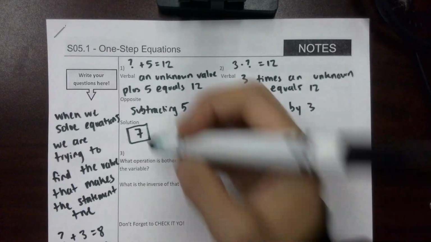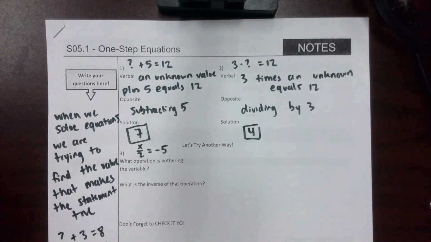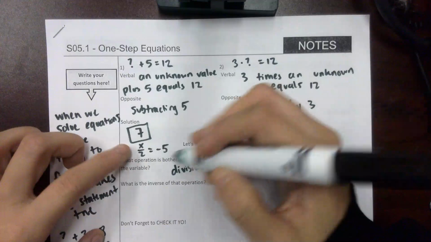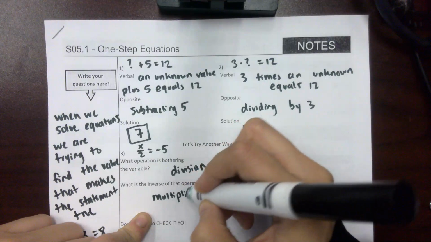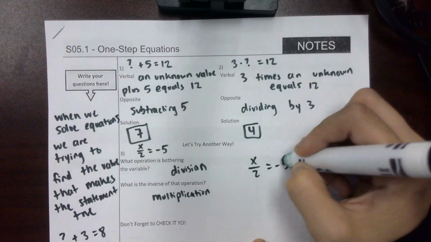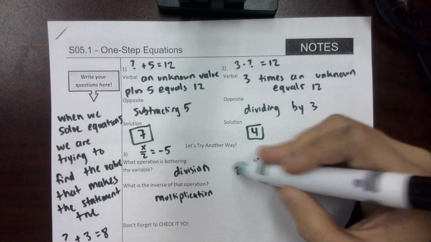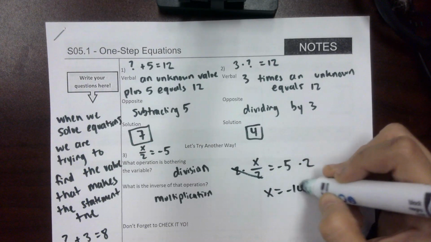Let's look at number 3. Number 3 is going to be x over 2 equals negative 5. So another way to think about it is, what is bothering the variable? What is in the way of the variable? So right now we have division by our x. And so the inverse of that is going to be multiplication. So if we have x over 2 equals negative 5, we want to do the opposite. So we want to multiply both sides by 2. The 2 on the top and the 2 on the bottom cancel out. And then we have x equals negative 10.